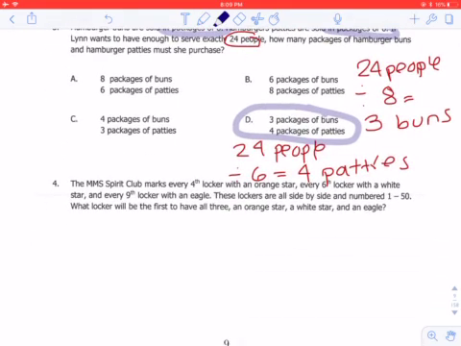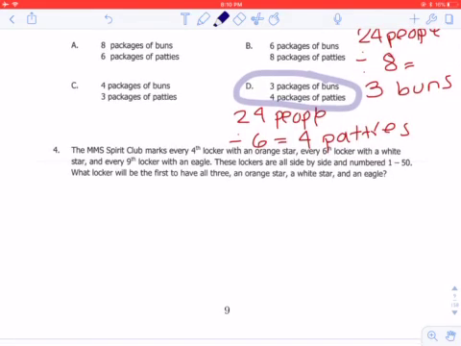All right, lastly, we have problem 4. Please pause the video and try problem 4 on your own. Come back when you're ready to go over it. All right, hopefully you've tried problem 4 and you're ready to go over the solution.